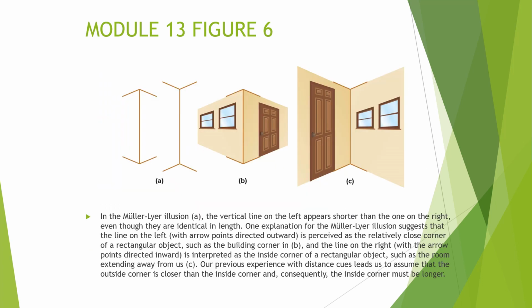Now, we see the same thing in figure 6, at the bottom of page 124. This is actually called the Mueller-Lyer illusion. In letter A, these lines are the exact same size. If you take a ruler out and measure them, they are the exact same size. However, because of the lines on the top and the bottom, they look different.